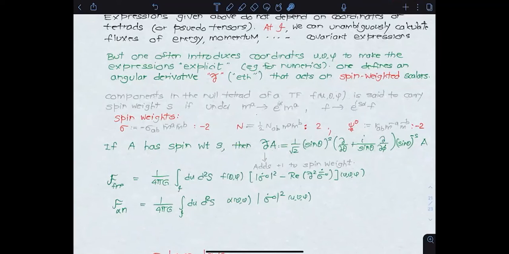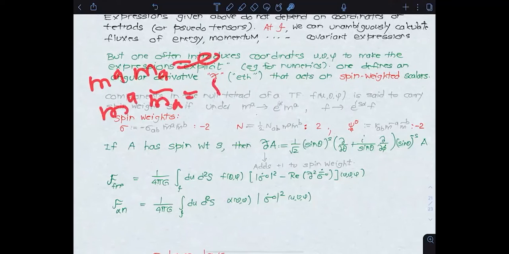Supposing you are given some tensor, like for example our news tensor N_AB, or our tensor K_AB, or our shear tensor sigma_AB. What we can do is to take its components in the null tetrad, which is m, m bar, l and n. And for the present purposes, what we are really interested in is just m and m bar. Supposing you look at those components, and under m^A goes to e^{i alpha} m^A, where m^A is a complex vector such that m^A m_A is equal to 0 and m^A m bar_A is equal to 1.